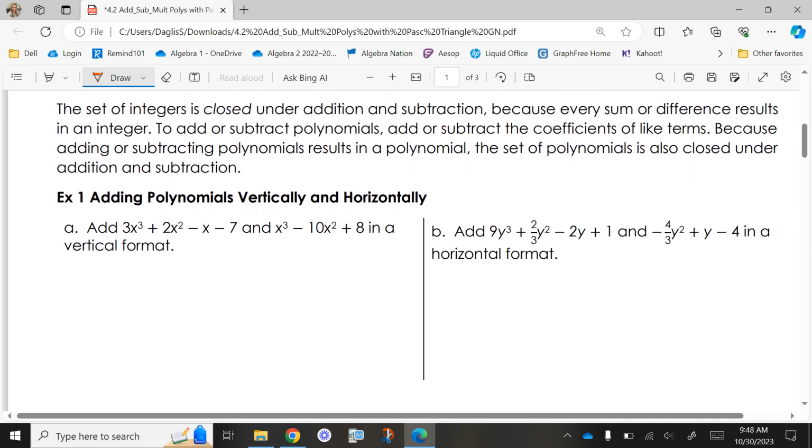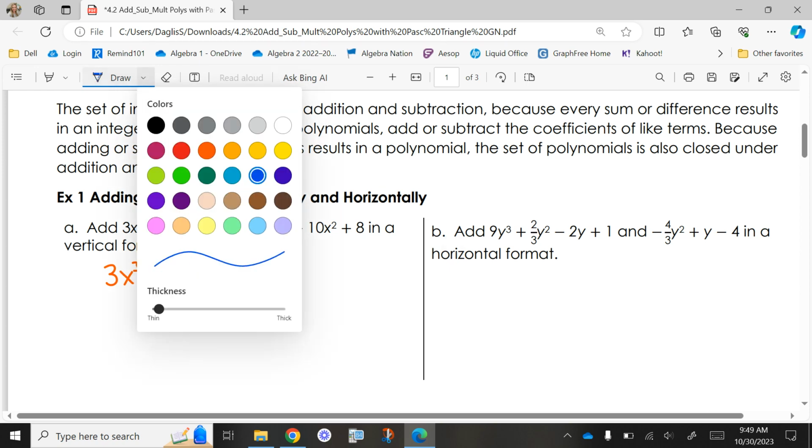The first one says to add 3x cubed plus 2x squared minus x minus 7 and x cubed minus 10x squared plus 8 in a vertical format. Okay, that means I'm going to stack them on top of each other. So I have 3x to the power of 3 plus 2x squared. I'm going to put a 1 in front of that x. Minus 7.